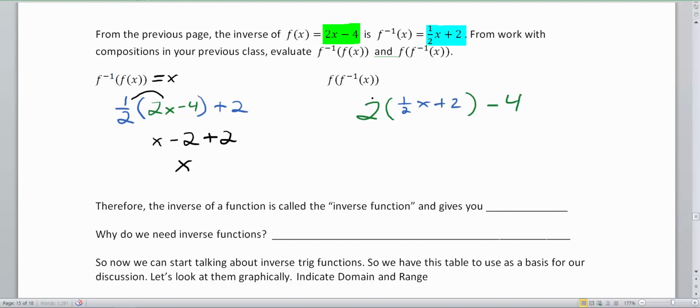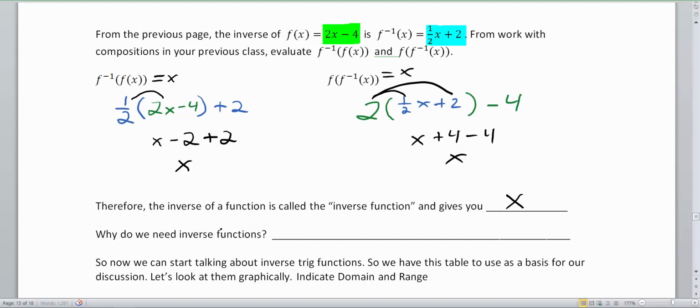Okay, do a little distribution here and here. And this gives me 2 times 1/2, again, is just 1. And that gives me x. So 2 over 2 x is just 1x, which we would just write as x. And 2 times 2 makes 4. 4 minus 4 is 0, so the result is just x. So the function and its inverse make x. Therefore, the inverse of a function is called the inverse function and gives you x.